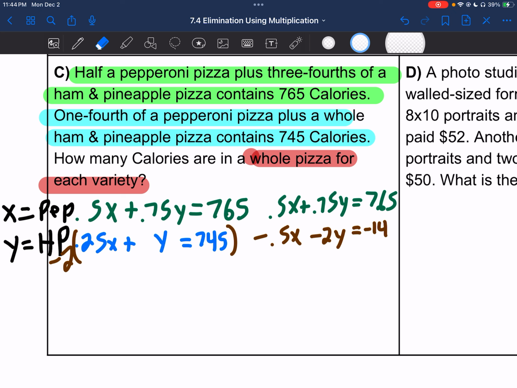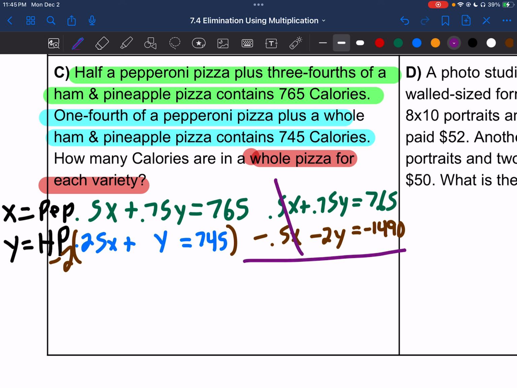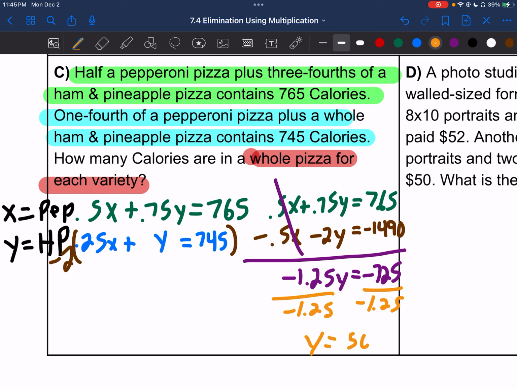-1490, not 80, 90. All right, now we are going to add these two equations together. The x's cancel out. 0.75 plus -2y is -1.25y, and that's going to be equal to -725. Divide by -1.25, and I get that y is going to be equal to 580 calories, and that is for the ham and pineapple.